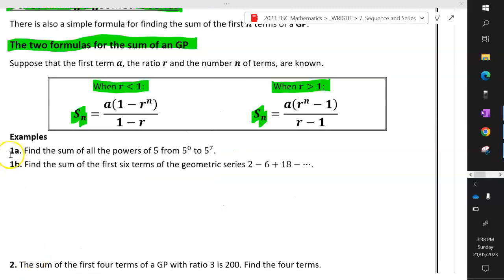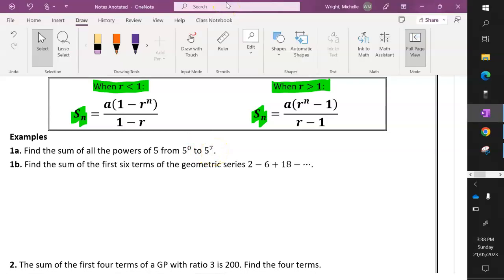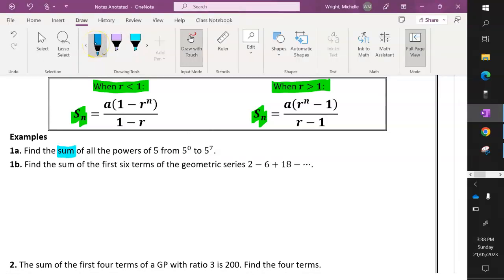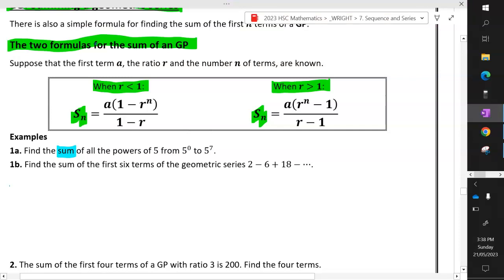So we're going to have a look at the first example, 1A, and it would like us to find the sum of all the powers of 5 from 5 to the power of 0 to 5 to the power of 7. So the key word there is sum. So you need to note that and know that that's telling us find the sum of those numbers. We need to know what information that we already do have. So what do we have?